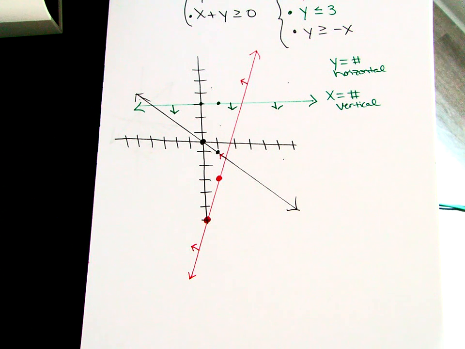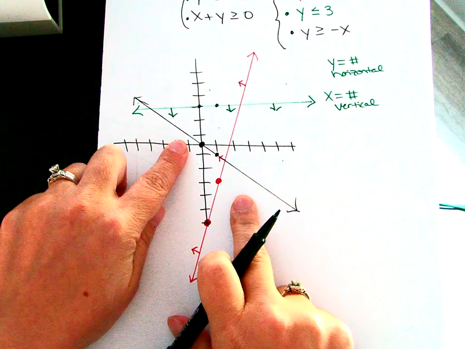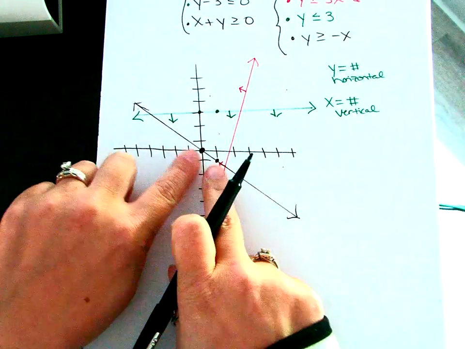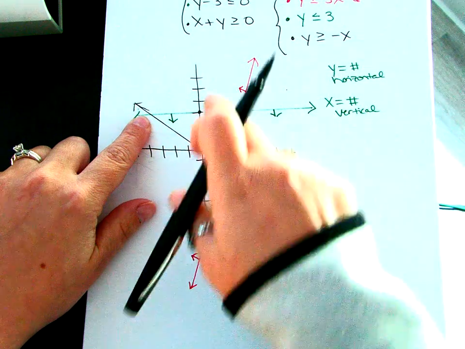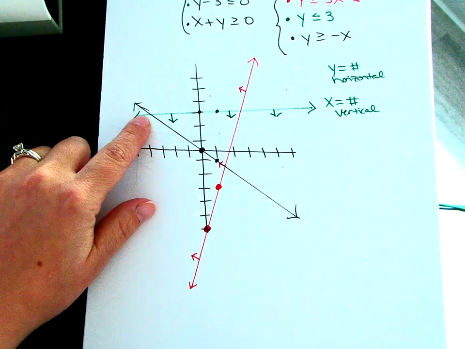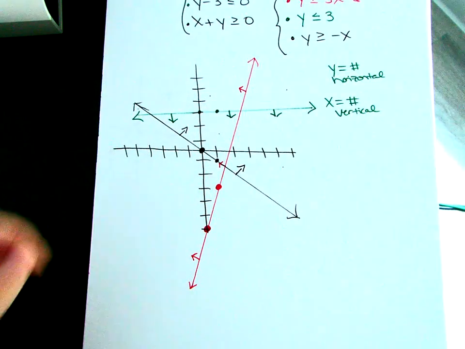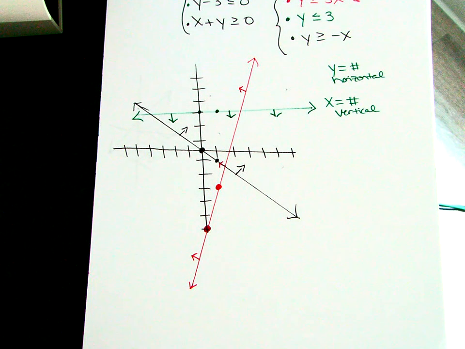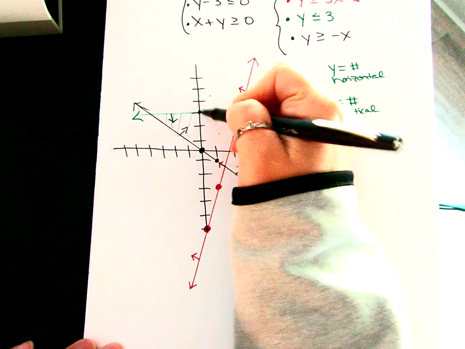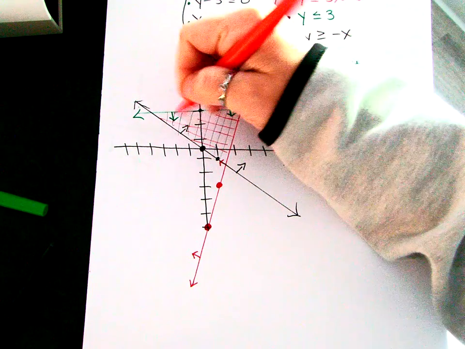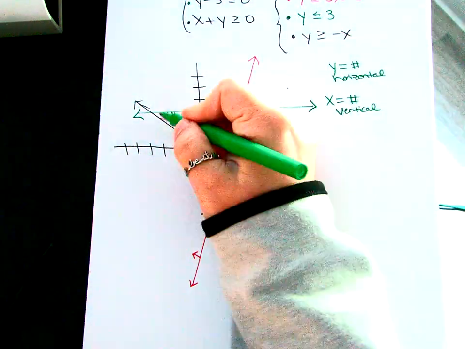So let's look at just the black line for a second. My inequality states that y has to be greater than or equal to this black line. So is that going to be above it or below it? Above it. So I'm going to go this way. So where is the only section on this whole graph where everything overlaps? Yeah, that middle triangle-y thing. My green goes in there, my red went in there, my black goes in there. So that is the section that I would graph.